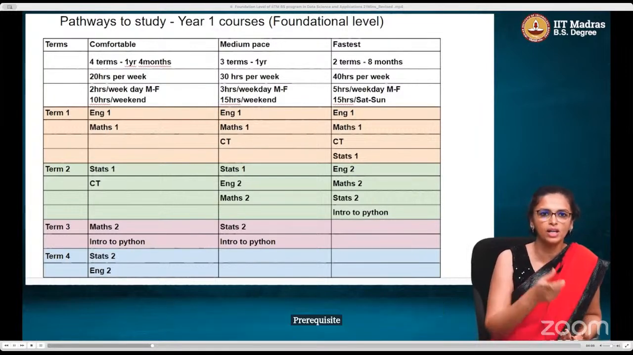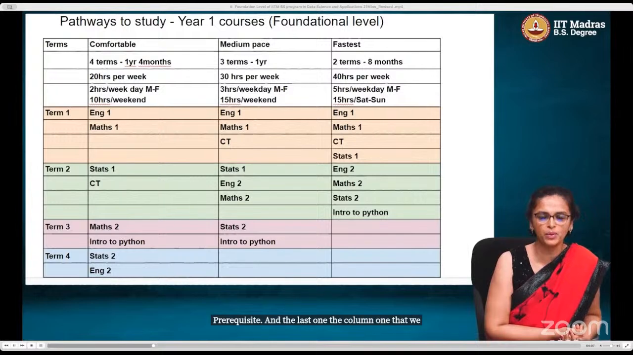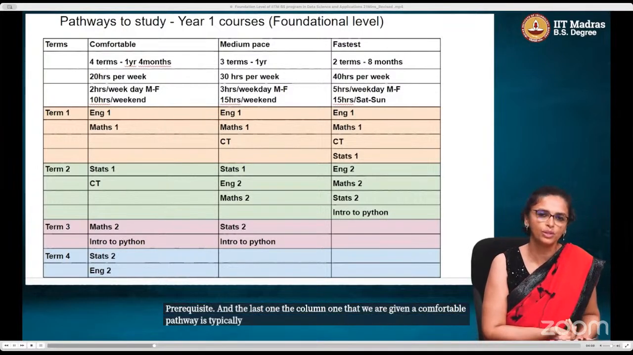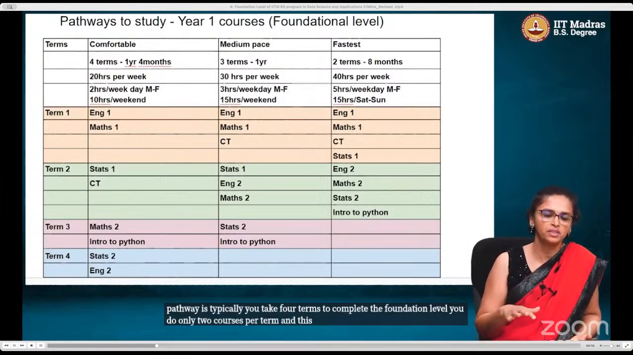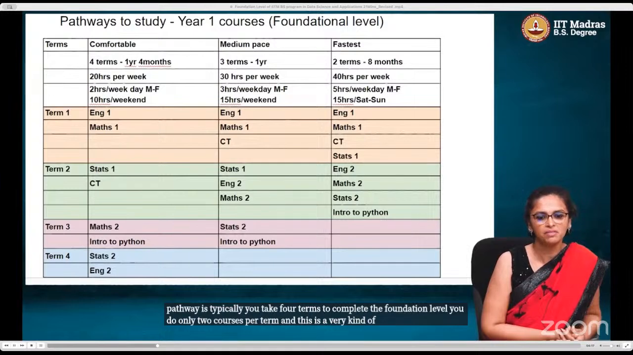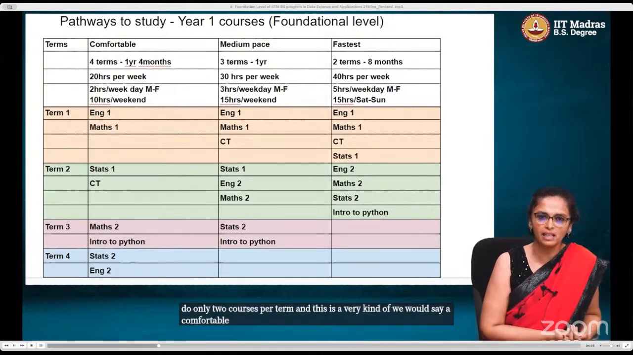And the last one, the column 1 that we are given, a comfortable pathway, is typically where you take 4 terms to complete the foundation level. You do only 2 courses per term, and this is, we would say, a comfortable pathway or an easy way to complete the 8 courses of the foundation level.